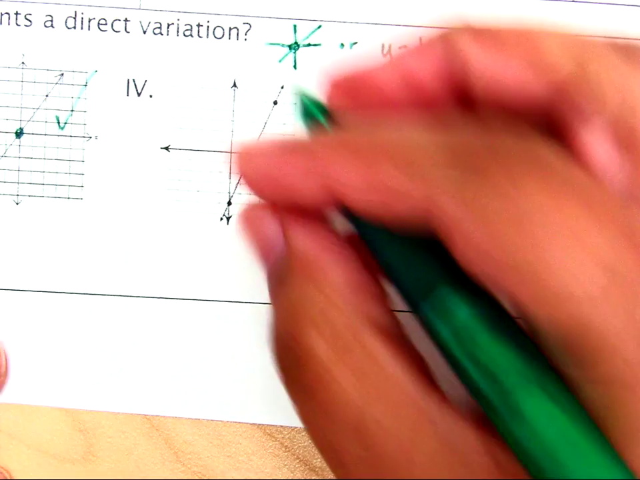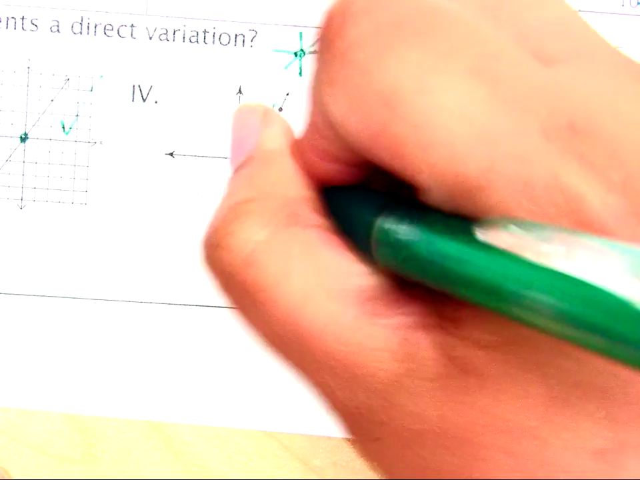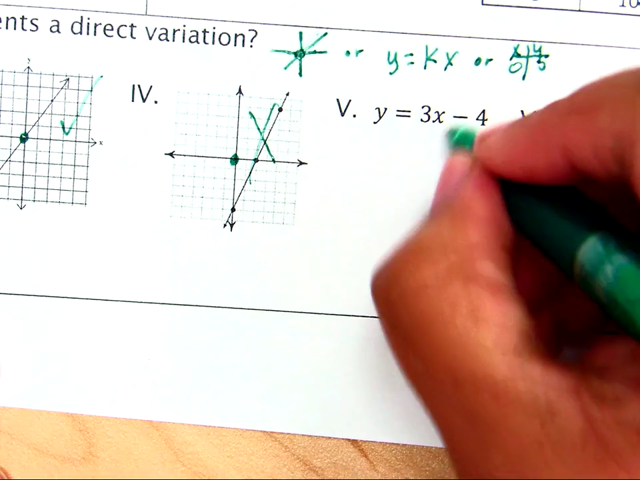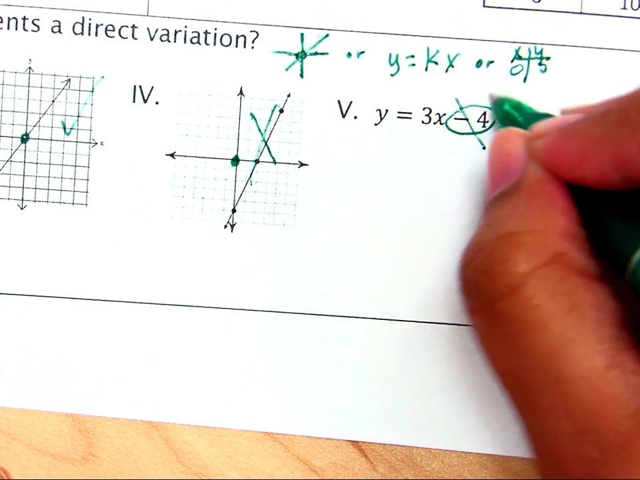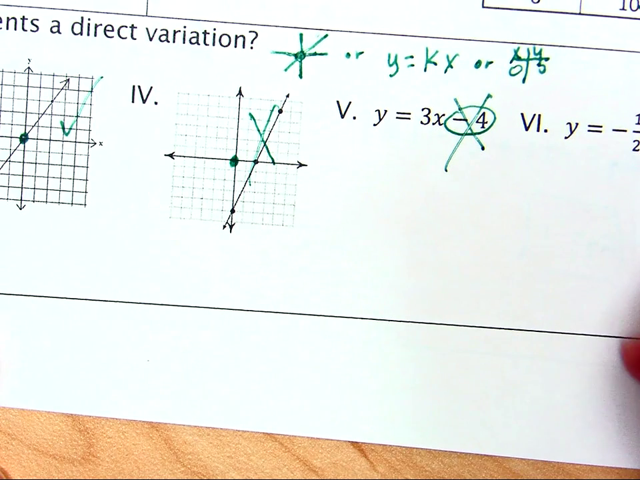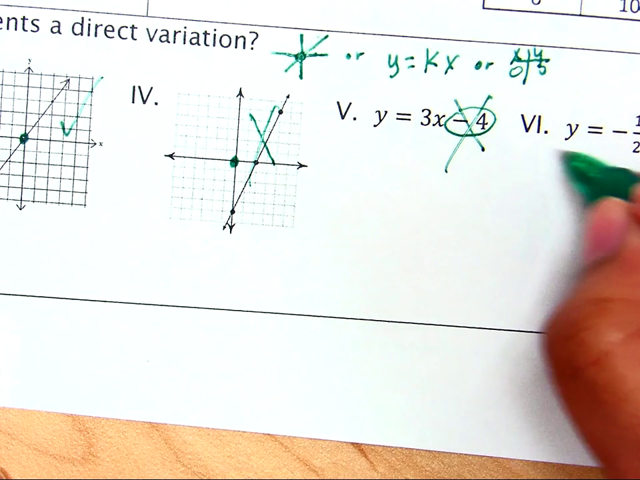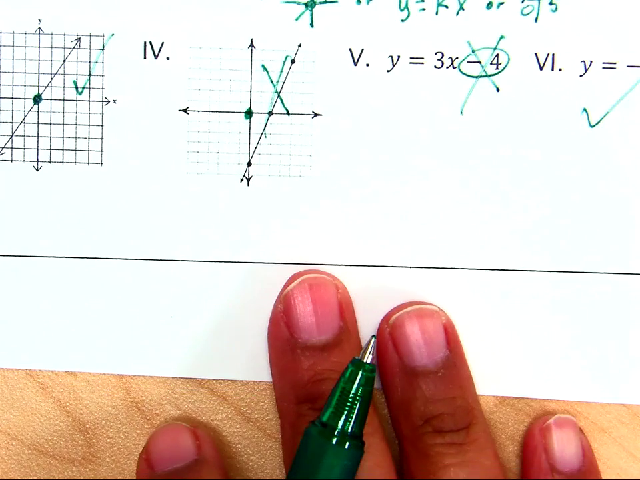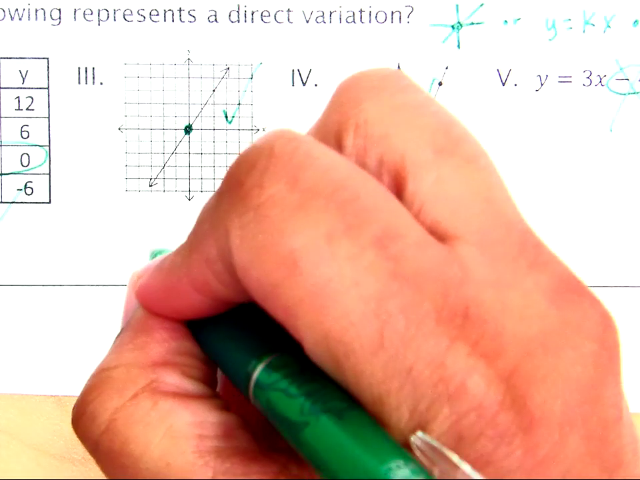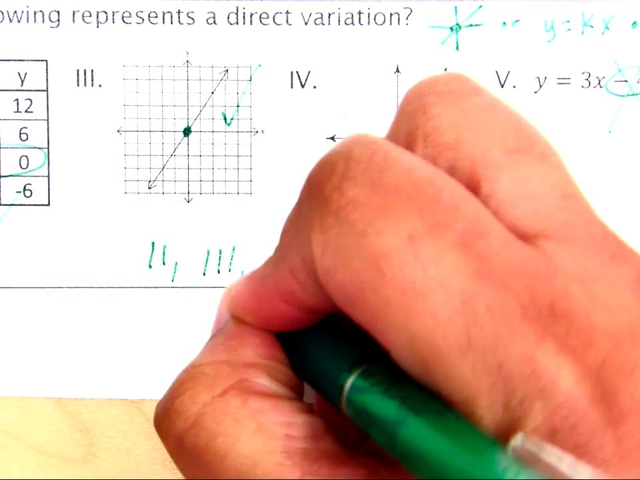This one is not going through the origin, which it's not. Okay, this has a plus or minus a number. That's not. There's nothing added to this, so this one is. So which ones are direct variation? Number 2, number 3, and number 6.